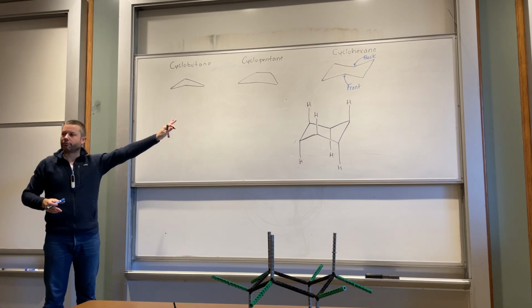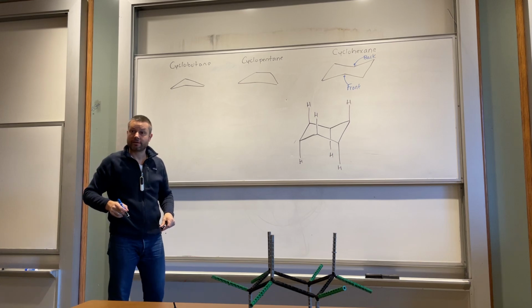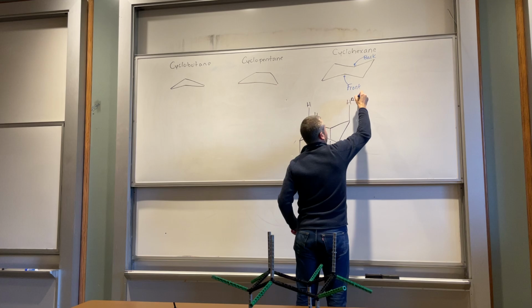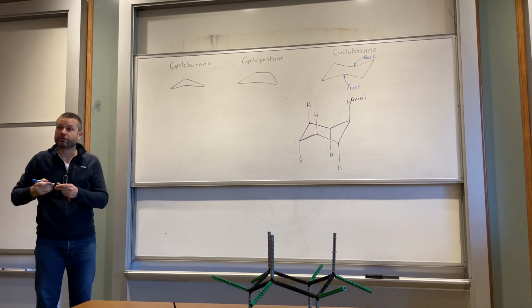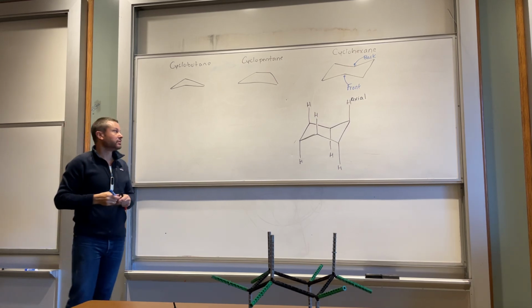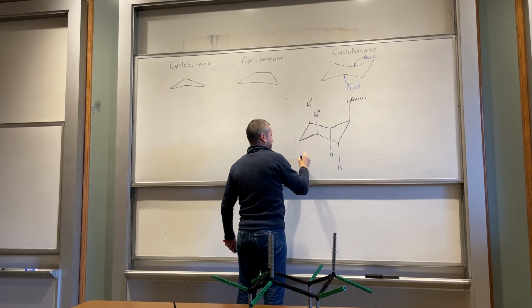Does anybody know how we refer to these hydrogens? The ones that are going straight up and straight down are the axial, and then the ones going around, the equatorial. Good. So the ones that are in black that I've drawn here, we refer to those as the axial substituents, in this case the axial hydrogens. Just put an A next to each of those.